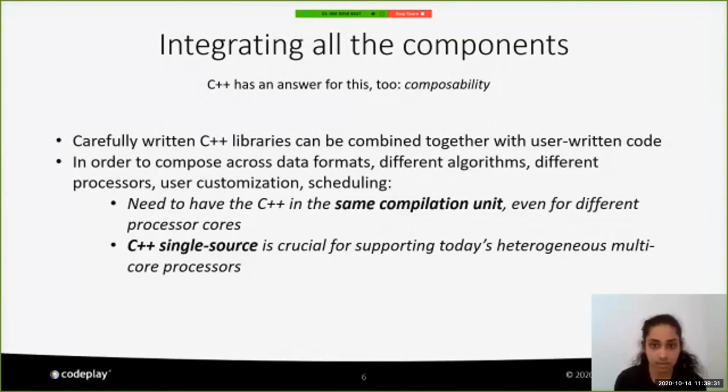So we saw the concept of how we can separate these concerns. So how do we put all of this into one component which can actually be used by a system? We can write a C++ library that can combine all of this with the user-written code. To achieve this across different data formats, algorithms and processors using user customizations, we would need to have all of this inside one C++ compilation unit. This is called C++ single source compilation, and it is crucial for supporting today's heterogeneous multi-core processors.